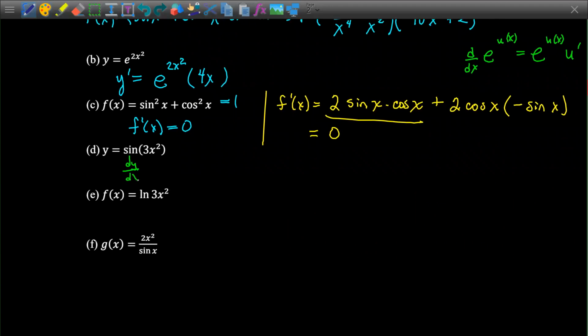I'll say dy dx this time. The derivative of sine, and just like earlier when I was saying that u is a function, here we have a sine of some function of x. What is that then? It's going to be the cosine of that function and then times the derivative of that u function. So this is going to be cosine of 3x squared and then multiplied by the derivative of 3x squared.